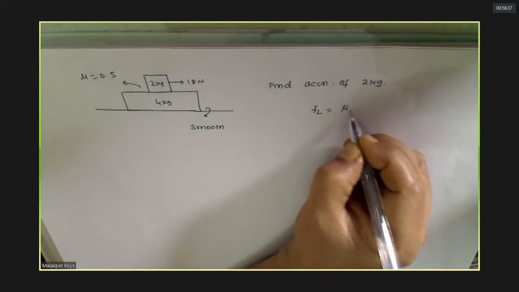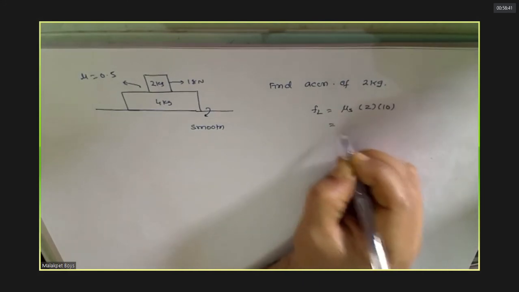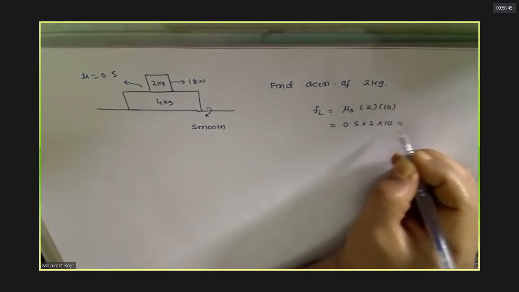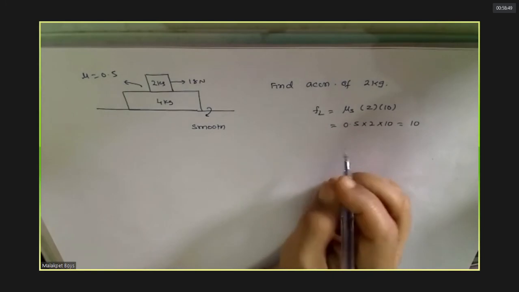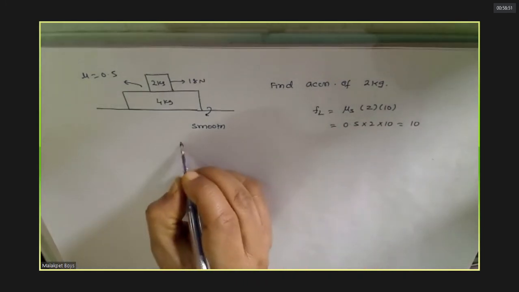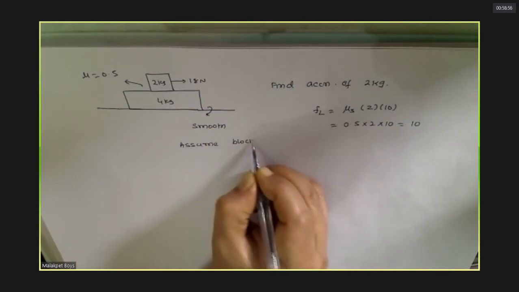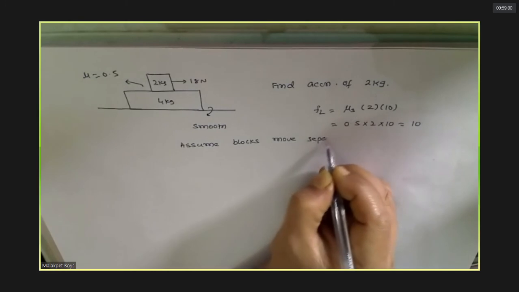Mu S into 2 into G. 0.5 into 2 into 10. This comes to 10 Newton. Agreed. Assume that blocks move separately. Can you do it? Yes, sir. Do it.